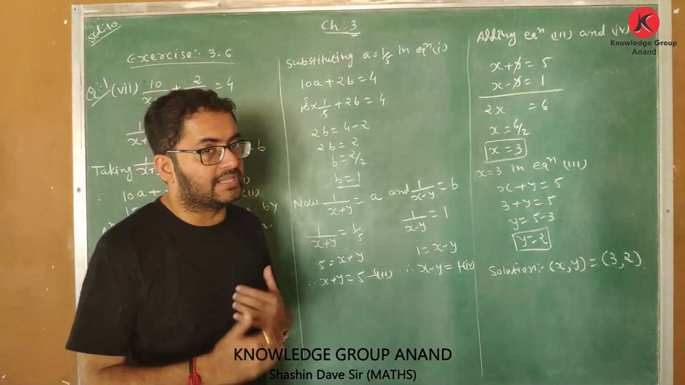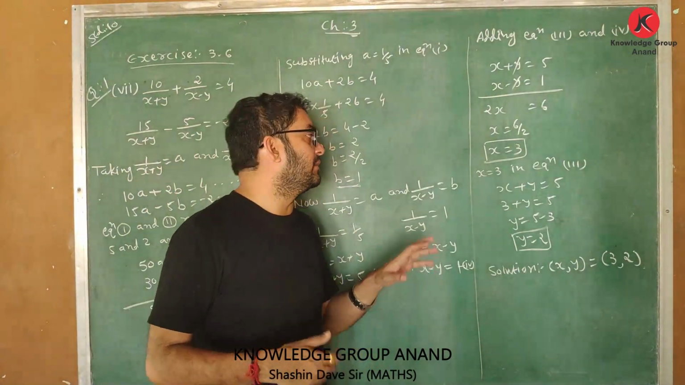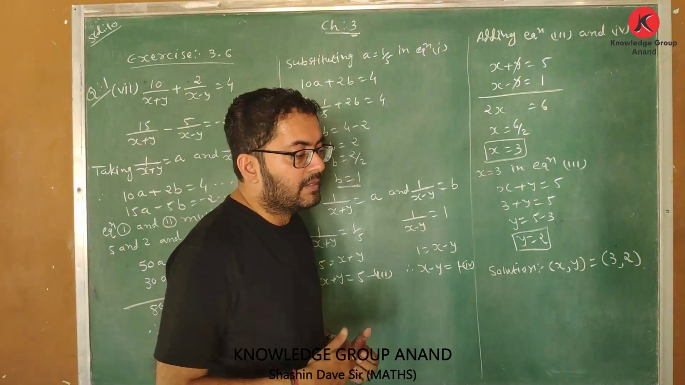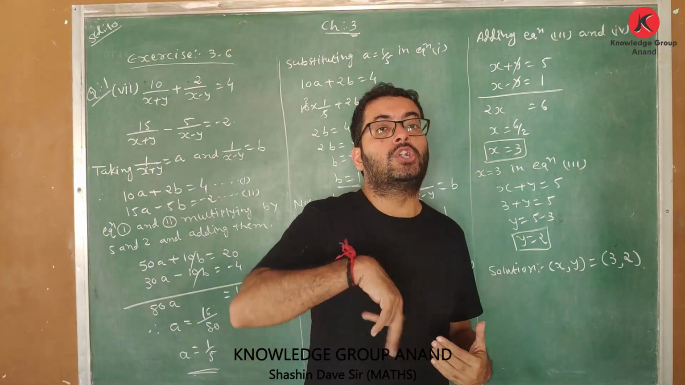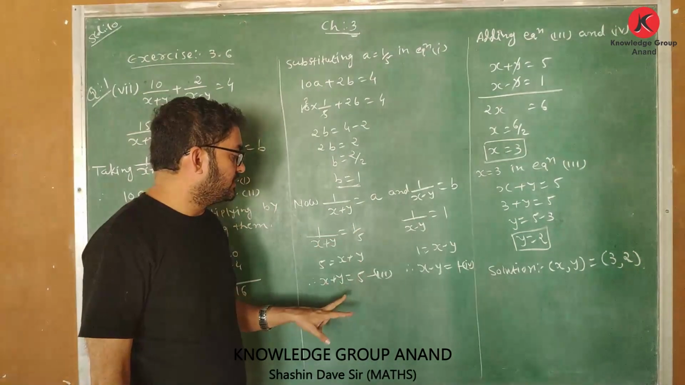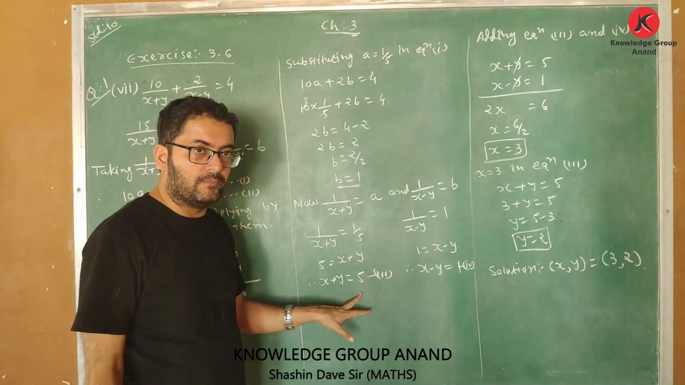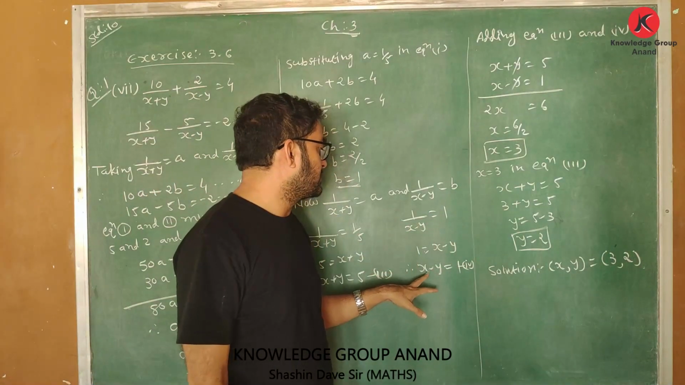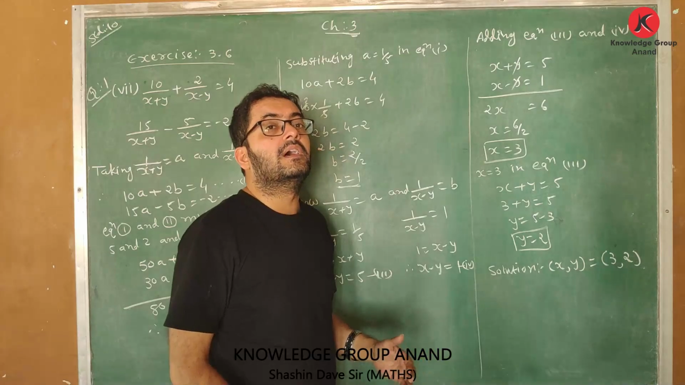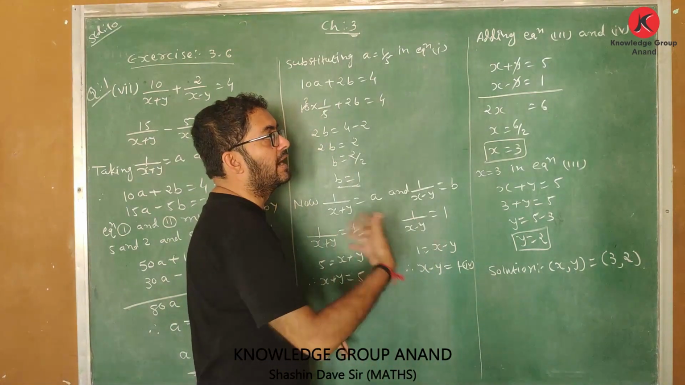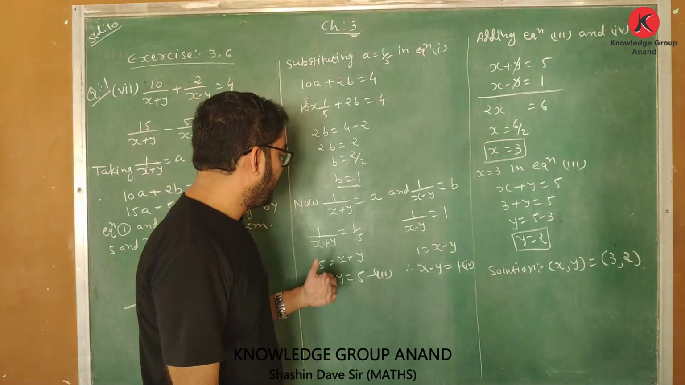We directly did not get the values of x and y because the equation is in the form of 1 upon x plus y and 1 upon x minus y. So from these equations, we got two more equations. From the value of a, I got the equation x plus y is equal to 5. And from the value of b, I got another equation, that is x minus y is equal to 1. Now, I will carry out elimination in these two equations to get the values of x and y.